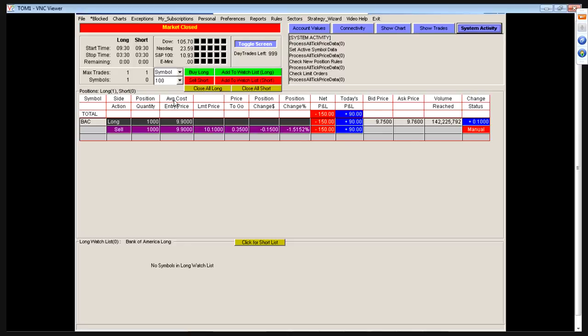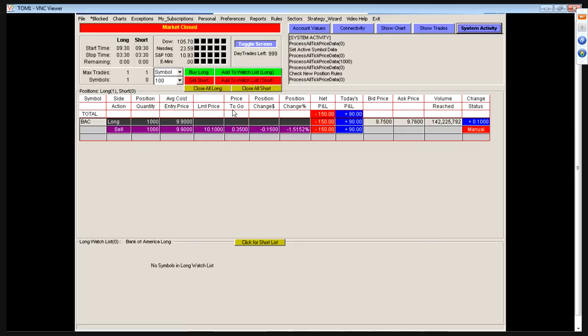So next column here is the average cost. For this position, the average cost was $9.90 because we have one position. Our entry price was the same, $9.90. Our limit price is our goal. That is contained within the software on your computer, and that's not floated out in public view, so no one else knows what you're looking to do. But for this particular position, we're looking for it to go to $10.10. That's our goal on this one.